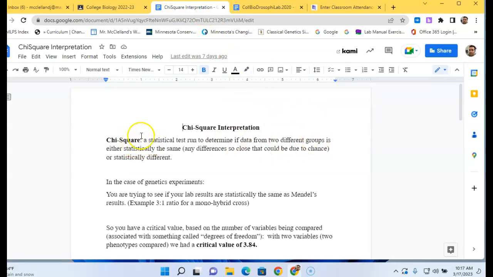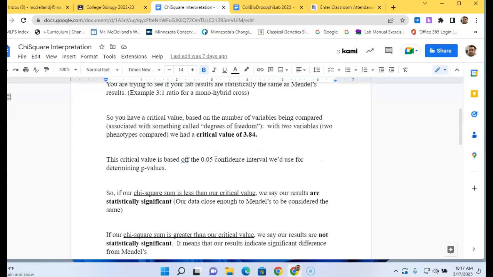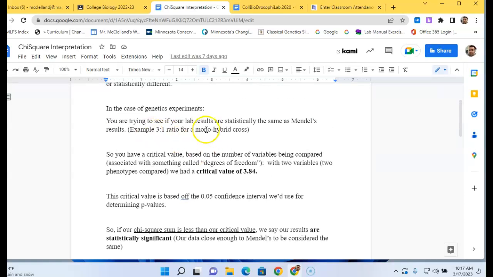So basically what you're doing with the chi-square test is to see if two groups are statistically the same, or are they different? So ultimately you were testing your data against the expected data, Mendel's 3-to-1 ratio for the monohybrid cross. You would have expected 75 and 25 for your two phenotypes. Wild would be more common, recessive less common.